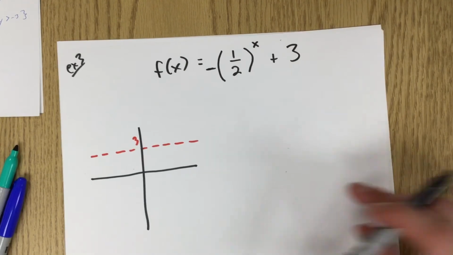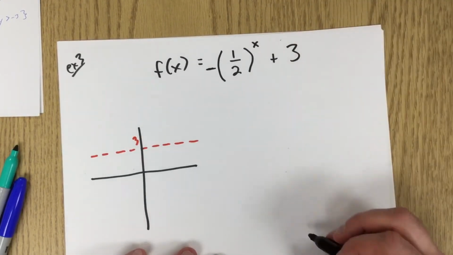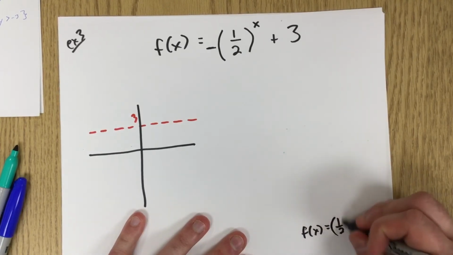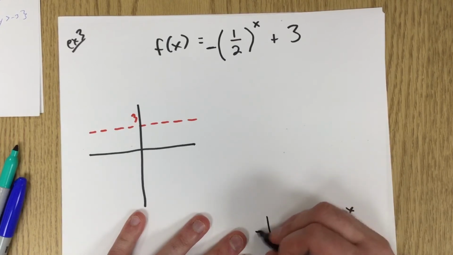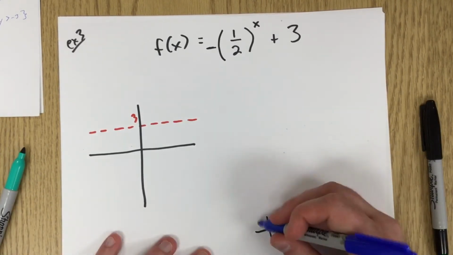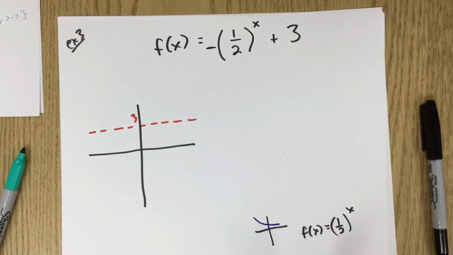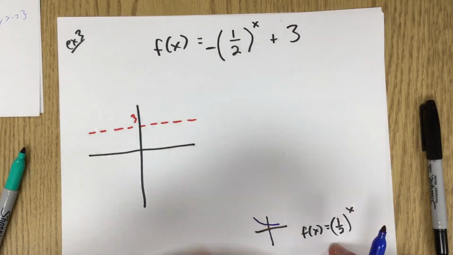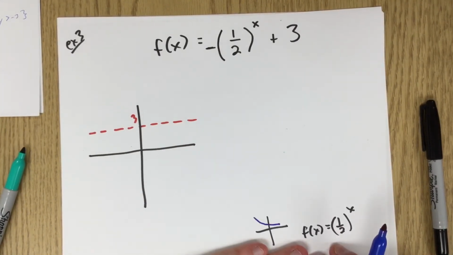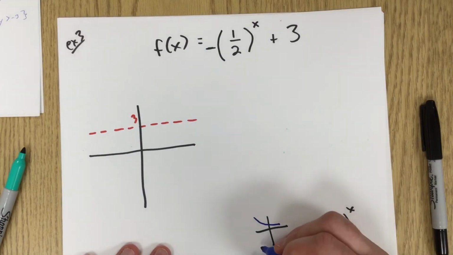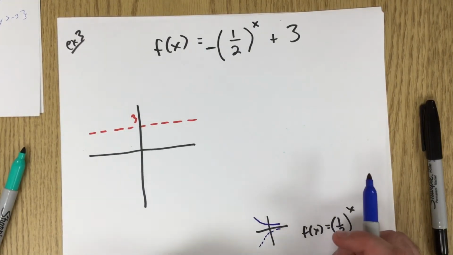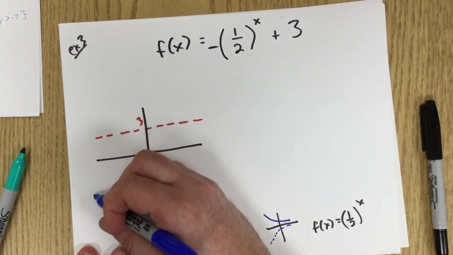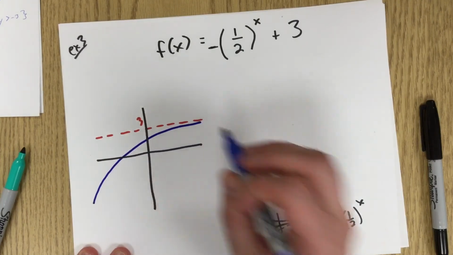So what does the half do? As a recollection, if you have 1/2 to the x, then that's going to look like a decreasing graph. It's going to be going like that. That's what the 1/2 to the x looks like. But now with that negative in front, this thing has flipped over the x-axis. So when we flip it over the x-axis, it's going to look like this now, and then we move it up 3. So it's going to look like that over there.